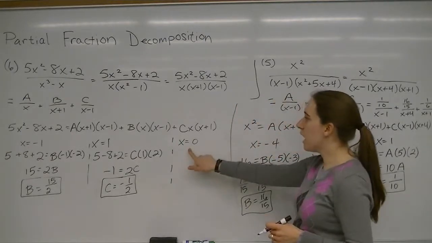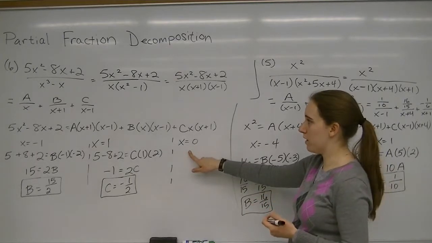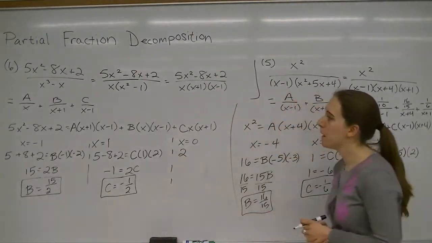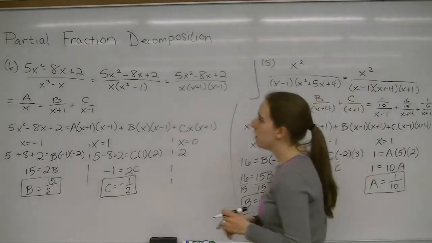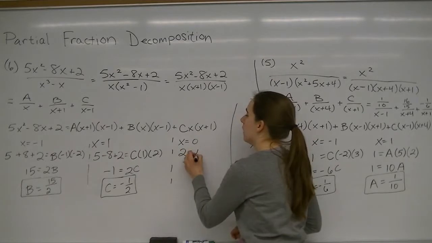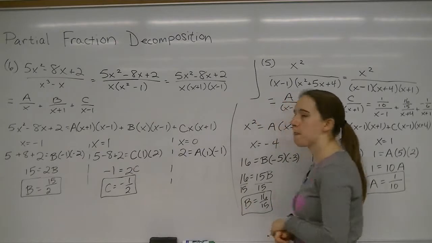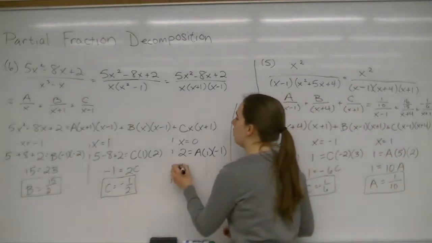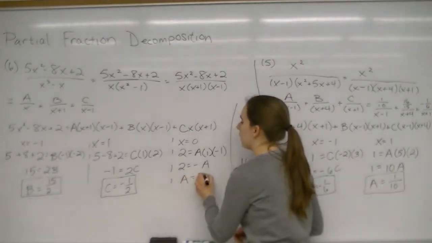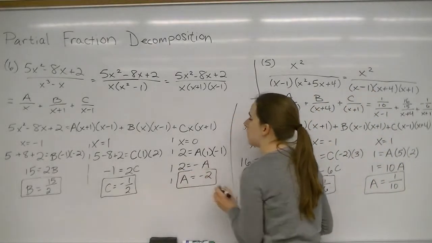Last but not least, when x is equal to 0, 5x squared is 0 because 0 squared is 0. Minus 8 times 0 is 0. So the left side is just 2. Then this piece will be 0. This piece will be 0. I have a times 0 plus 1 times 0 minus 1. So I get 2 equals negative a, or a equals negative 2. So there are all three pieces.